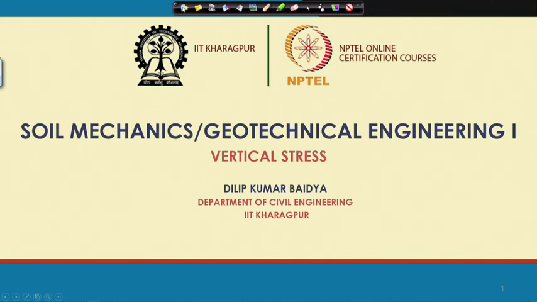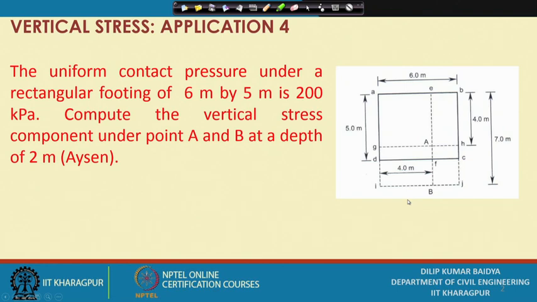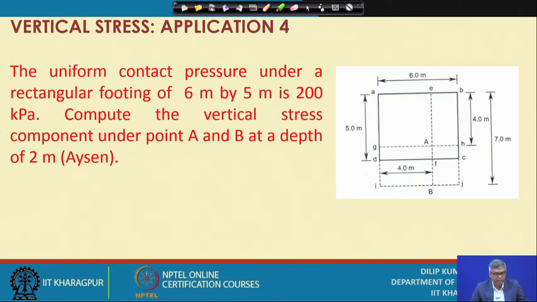So, let me go to the first problem. The first problem is the corner formula. The uniform contact pressure under a rectangular footing of 6 meter by 5 meter is 200 kPa. Compute the vertical stress component under points A and B at a depth of 2 meter. This problem is taken from a particular book by Das, and this is of course nothing special. But all applications of the corner formula can be shown through this problem.